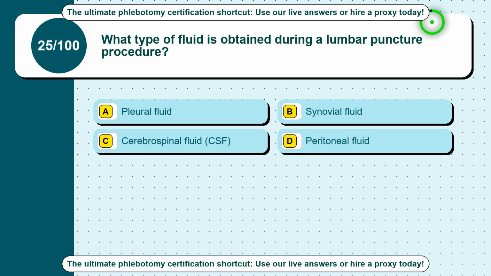Question 25. What type of fluid is obtained during a lumbar puncture procedure? Option A, pleural fluid.